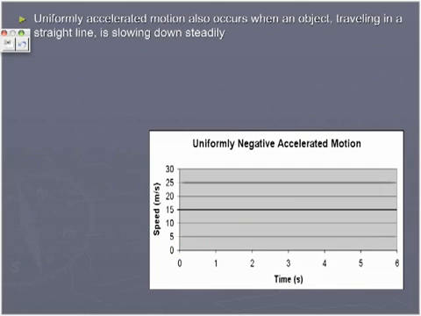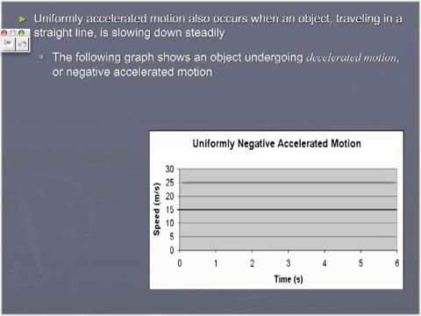With regards to uniformly accelerated motion, it means that the acceleration is the same at every interval of time. Uniformly accelerated motion also occurs when an object traveling in a straight line is slowing down steadily. The following graph shows an object undergoing decelerated motion or a negative accelerated motion. So notice the two types of terminology I use to refer to something slowing down. Either negatively accelerated or decelerated motion.